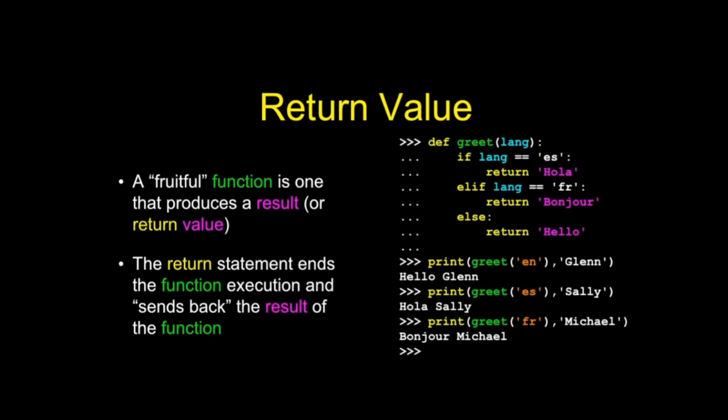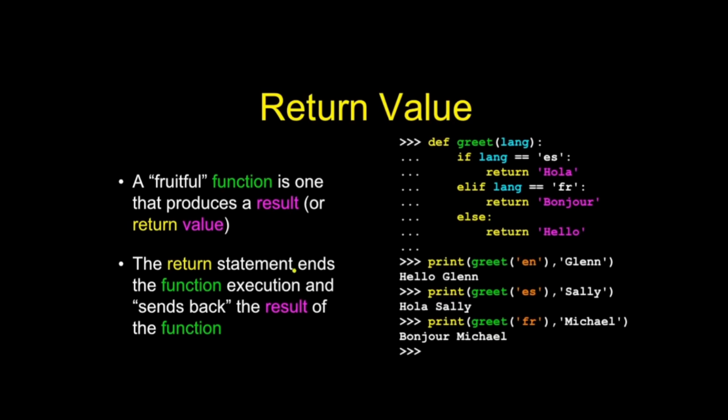We call the functions that return values fruitful because they produce something, but you don't have to. You can just say return, or you don't even have to have a return statement. It goes to the last line of the function, and it does a return automatically at the last line of the function.